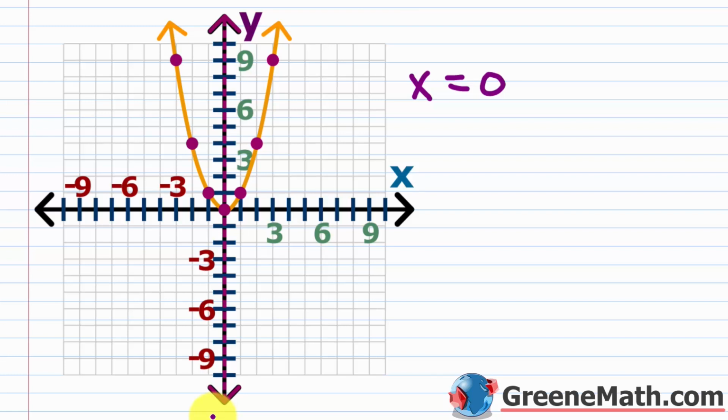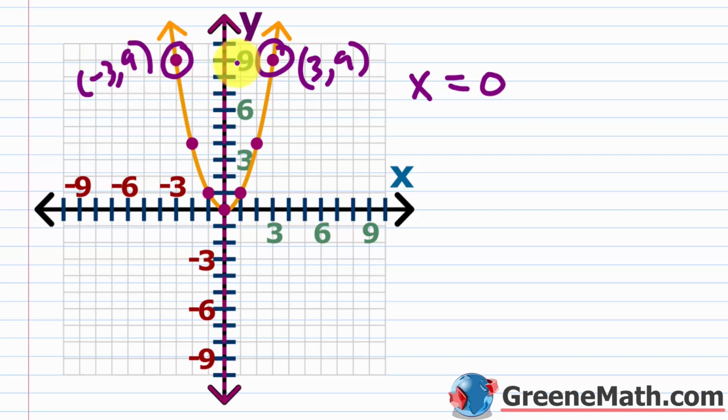But basically what this guy does is it divides our parabola into two perfect halves. So I could take a point on one side of the parabola. Let's just say we took this point here, which is (3, 9), and I could fold it across that axis of symmetry, and I would touch this point exactly, which would be (-3, 9). We'll see this comes in handy when we're graphing, because if we get points on one side, we can reflect them across that axis of symmetry and get points on the other side.